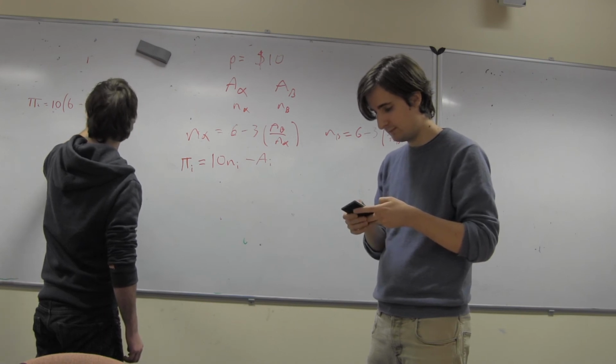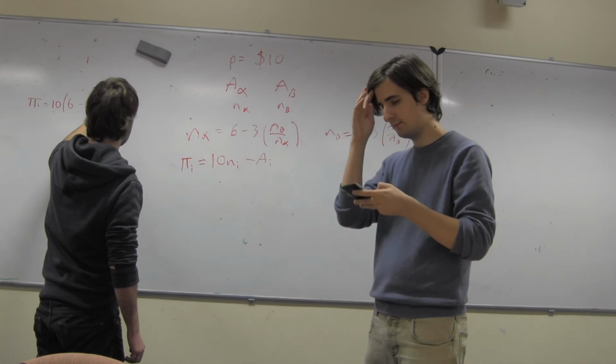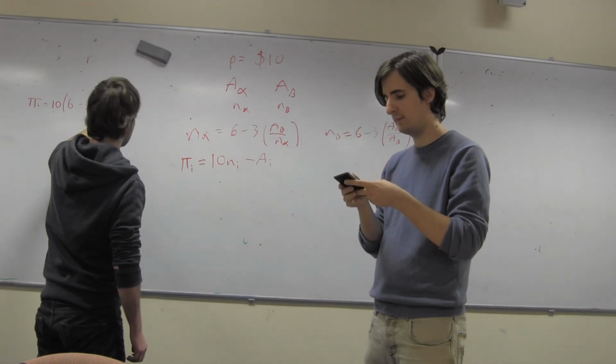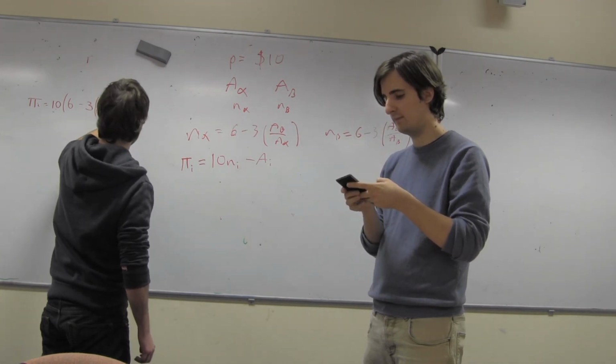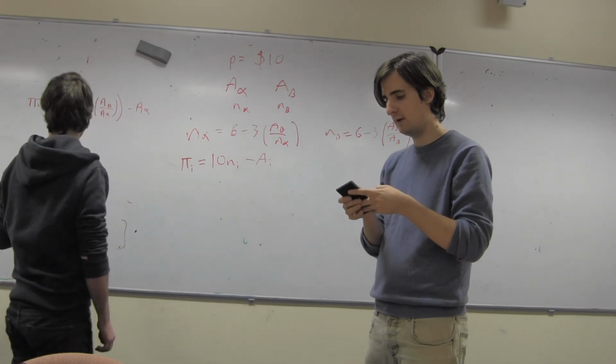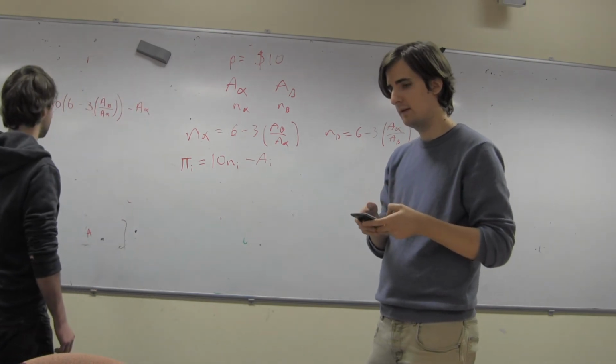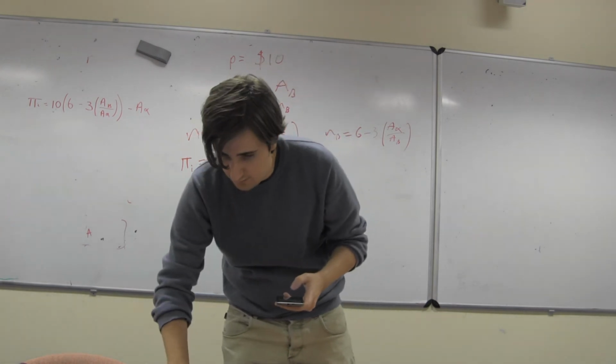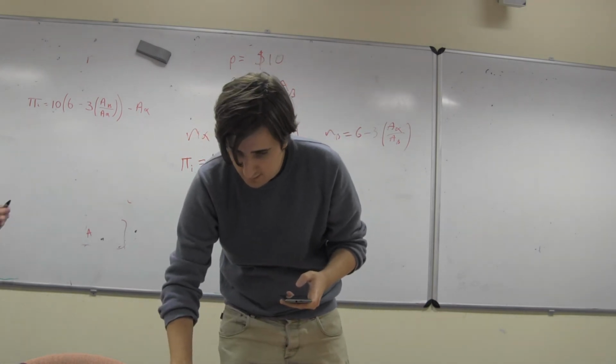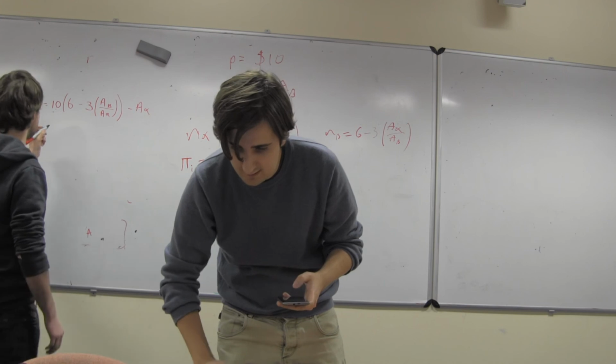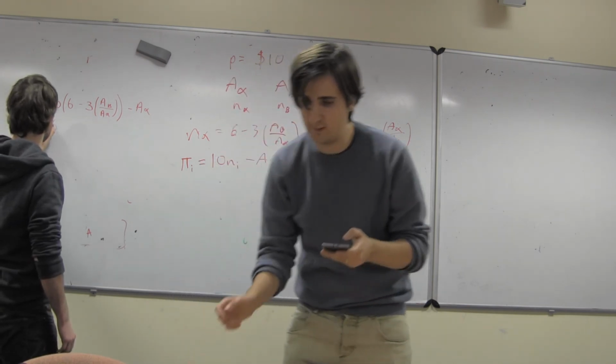Uh, 12.9. This one. That one. I don't know what that one is. Where was the first one in the book? It was 4.7, I think. No, 7.6. Yeah, 7.6, question 2.